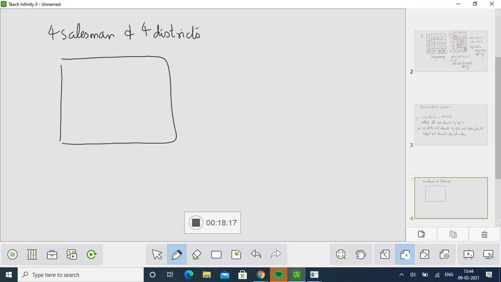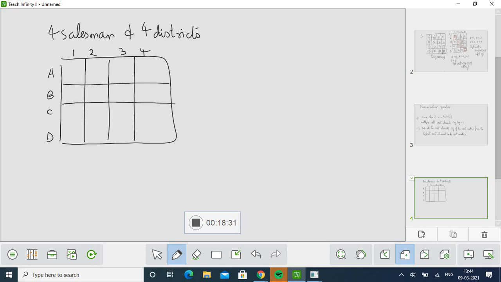Okay. So we have A, B, C, D and 1, 2, 3, 4. Which is salesman, which is district now? District is on top, and salesman is by the side.